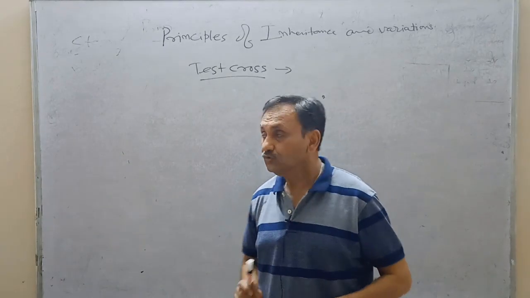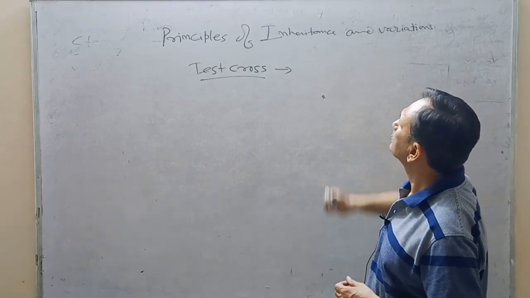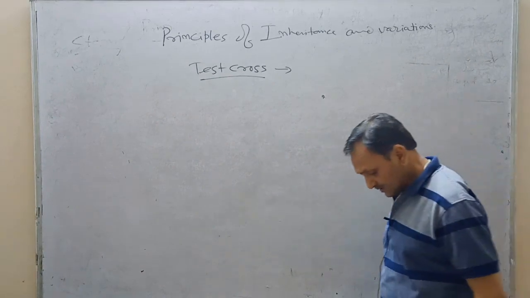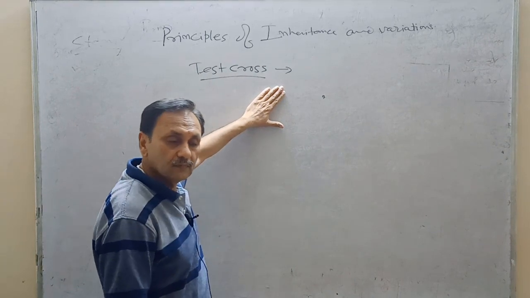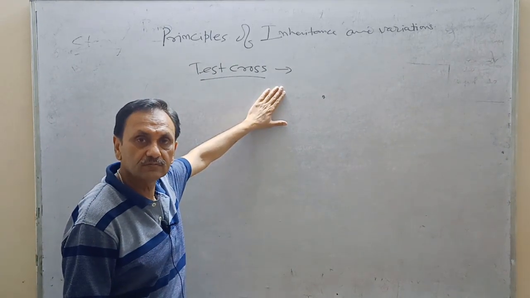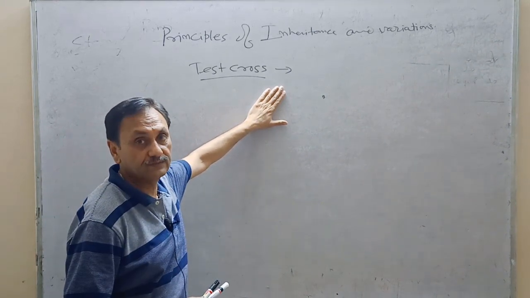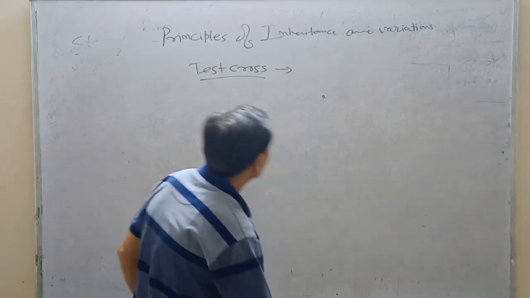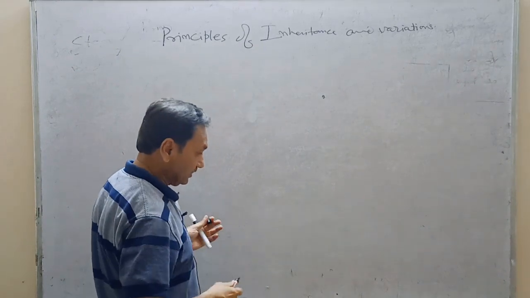Good morning, students. Today we will discuss the next part of the principles of inheritance and variation. In the previous lesson, we discussed the test cross and its significance. Test cross is to know the genotype of the unknown parent. But today we will discuss the next point.